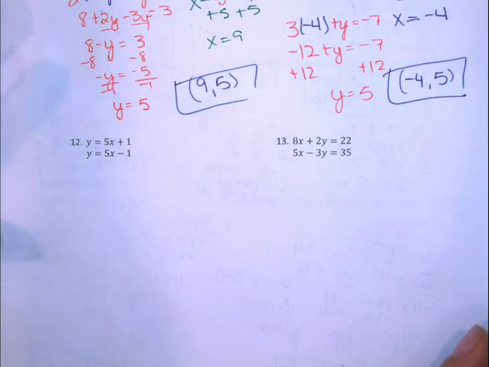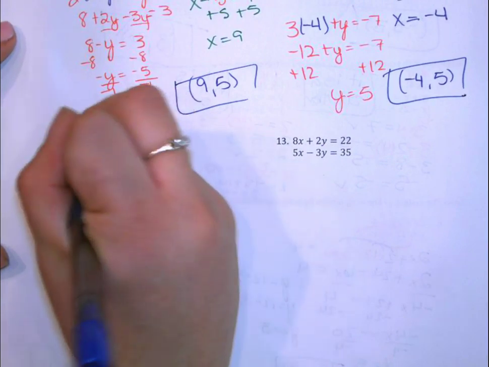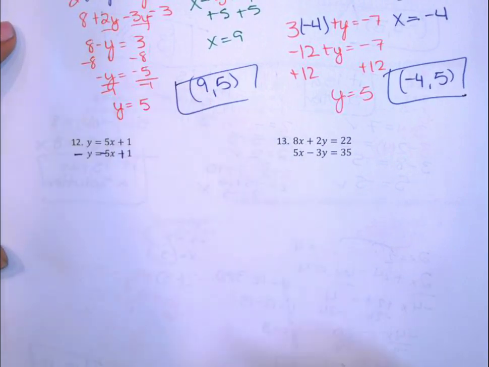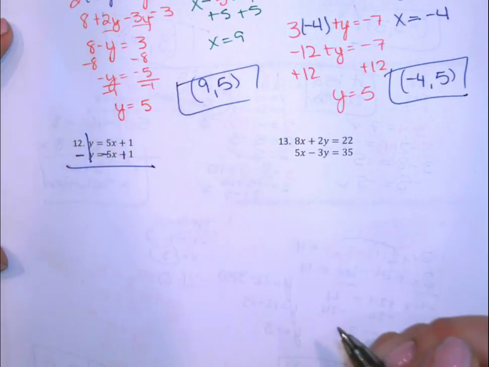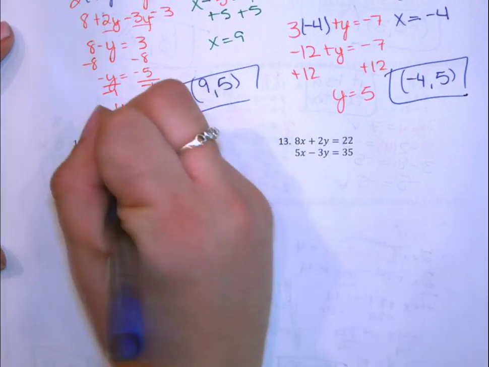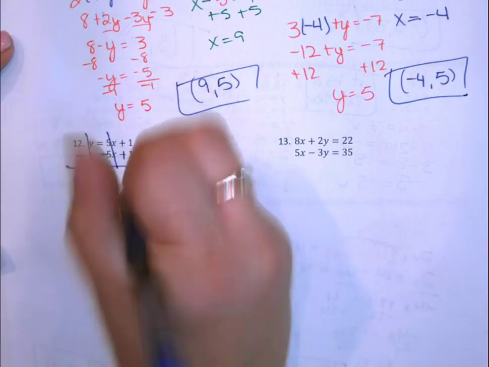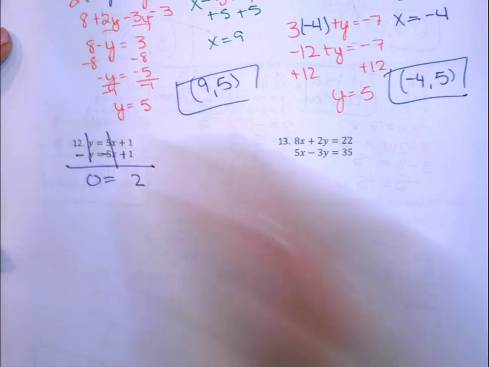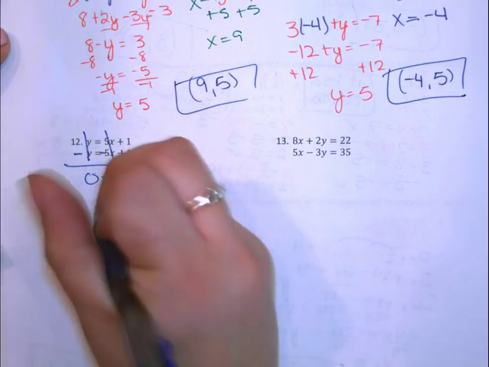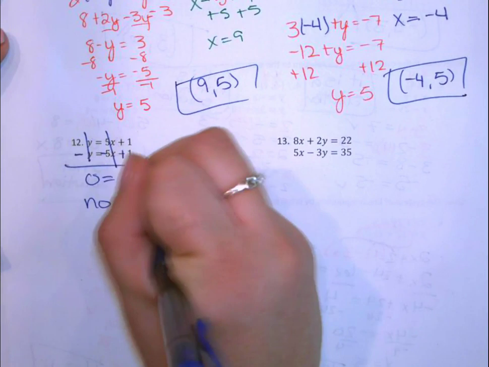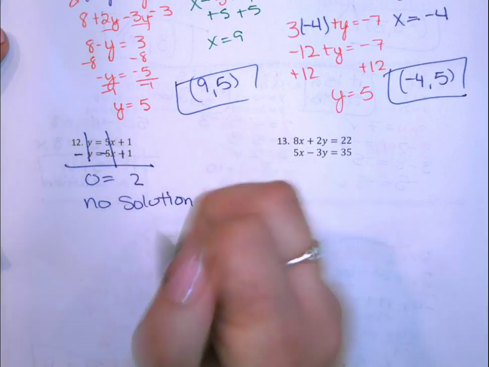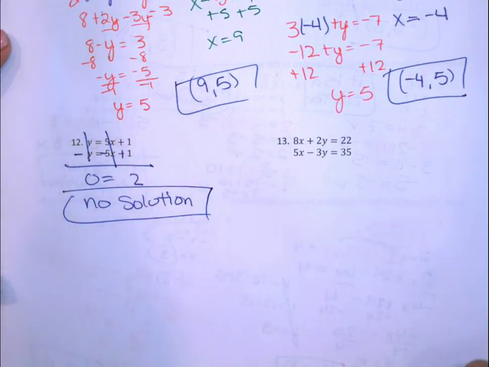On number 12, I'm going to make this one elimination. It's easy just to change the signs on the bottom one. So then the y's cancel out, the 5's cancel out, but then I have 2. So I have 0 equals 2. That's not true. So my answer here is no solution. These lines are parallel and they're never going to cross, so I'm never going to have a solution.